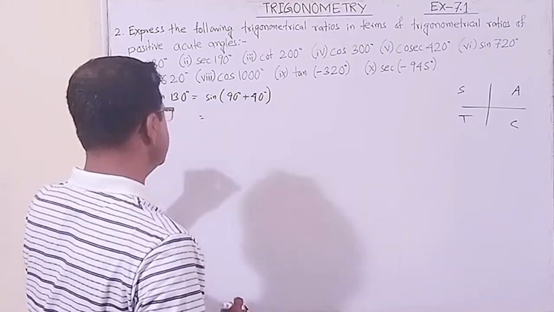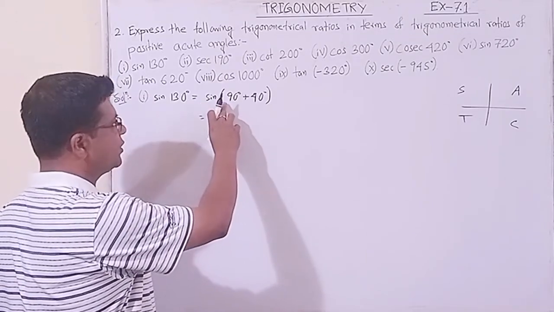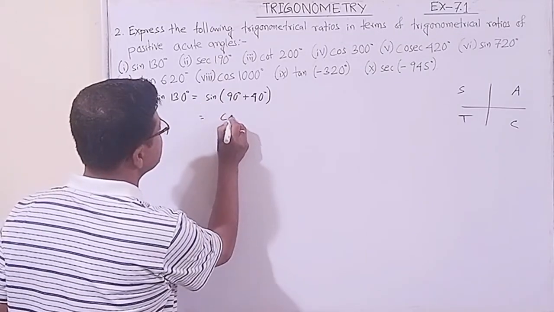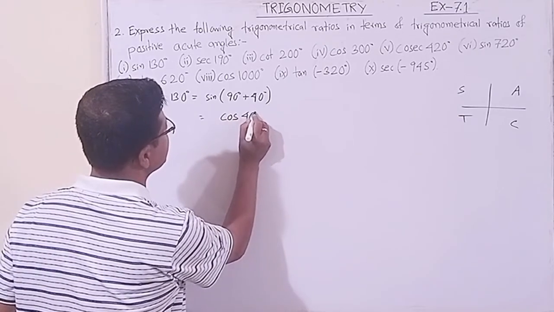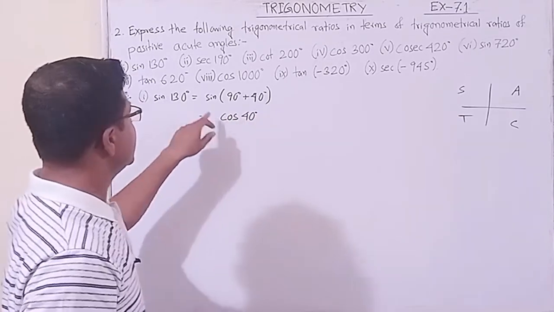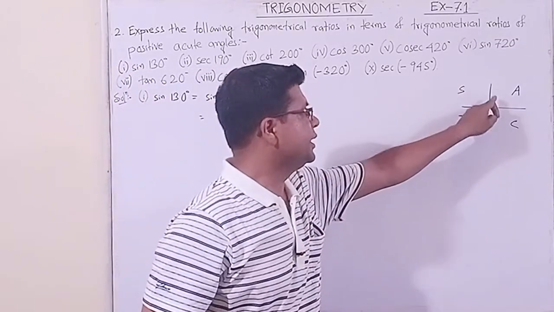90 plus 40 is 130. Now, as this is in terms of an odd multiple of 90 degrees, sine is transformed into cos of 40 degrees. Then we'll go for the sign. This is 130, that is 90 plus 40. This is 90, then plus 40.